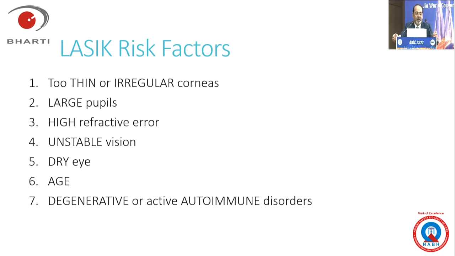The larger pupils, higher refractive errors, the unstable vision, which is a major contributing factor, and we realized that we have to wait for vision and power to stabilize for at least 1 year before taking the patient for laser vision correction. Dry eye was another factor. Age, smaller age is a bigger factor in causing ectasias in these patients, and degenerative or active autoimmune disorders were one factor which caused ectasias in all these patients.